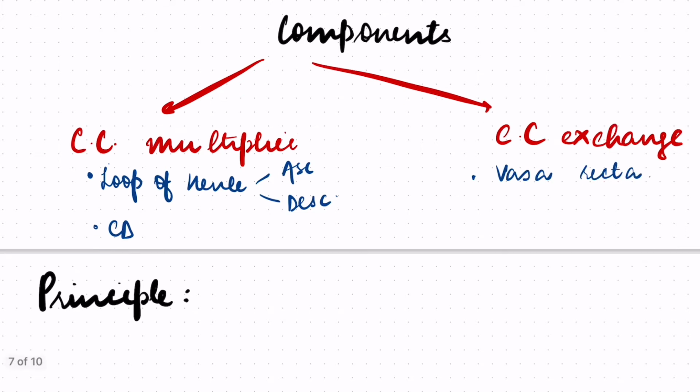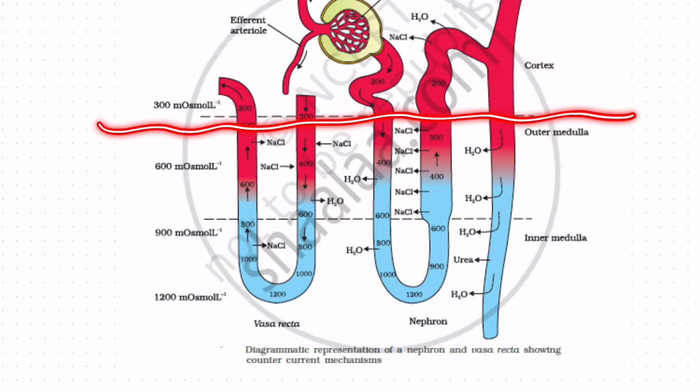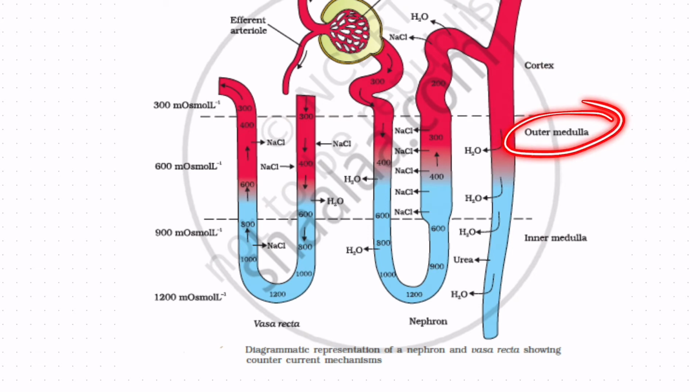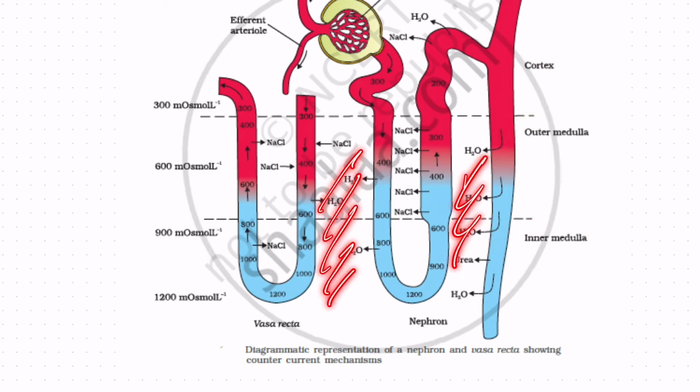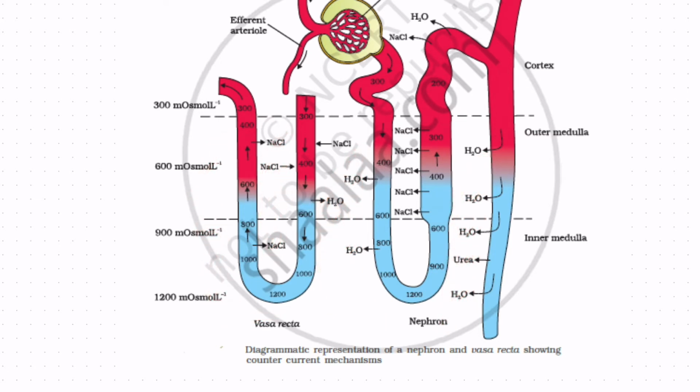So what is the principle of this counter current mechanism? See, the principle is that in the kidneys, the osmolarity of the interstitium of the medulla is very high. See, this is the cortex and this is the medulla, and this is the outer medulla, this is the inner medulla, and this here is the interstitium of the medulla. So the interstitium of the medulla has very high osmolarity, almost equal to 1200 milliosmoles per liter.